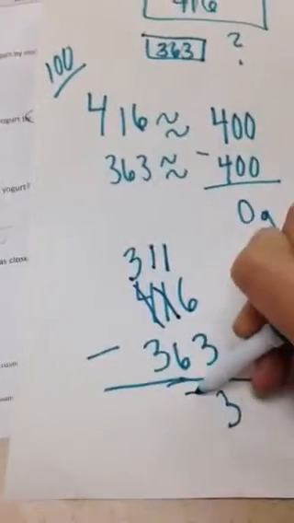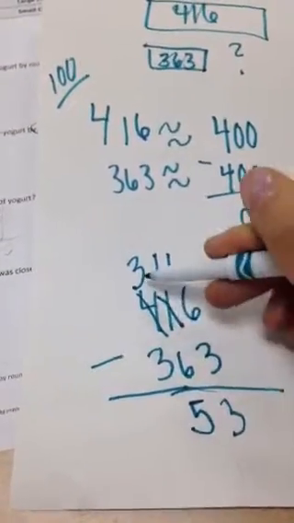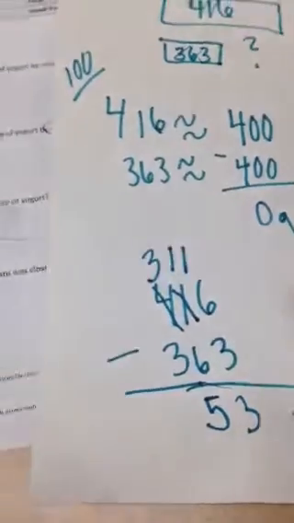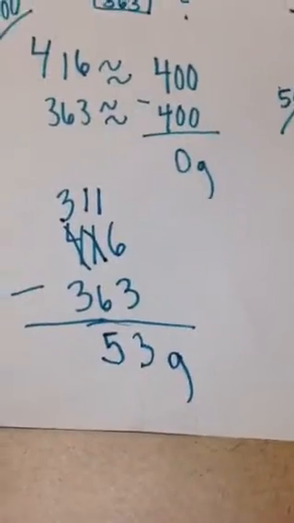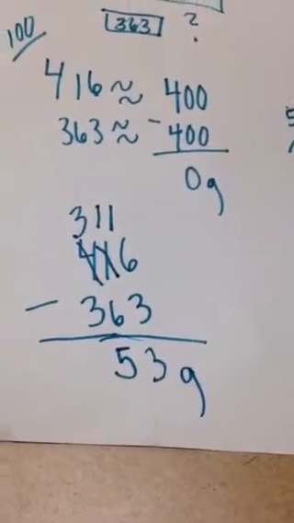11 tens minus 6 tens is 5 tens. 300 minus 300 is 0. So we have 53 grams. That's the accurate, or the exact, answer to the problem.